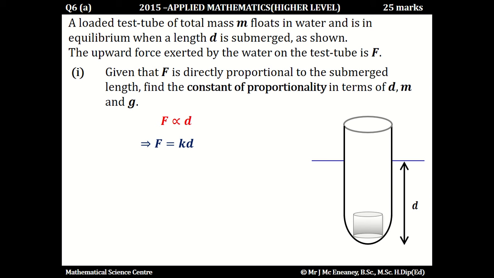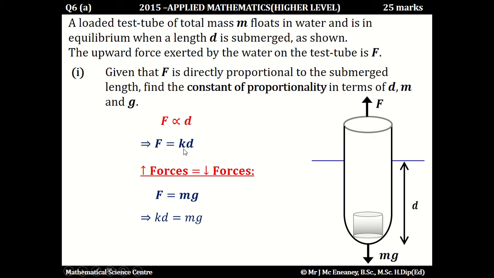Now here the test tube is in equilibrium. This means then that upward forces are going to equal the downward force. The upward force we're told is F, and the downward force then is going to be mg. So here F will equal mg. However, we know that F also equals K times d. So we're going to replace this F with K times d. And we're trying to get K on its own. The constant of proportionality is what we're looking to find on its own. So K then is going to equal mg all over d.